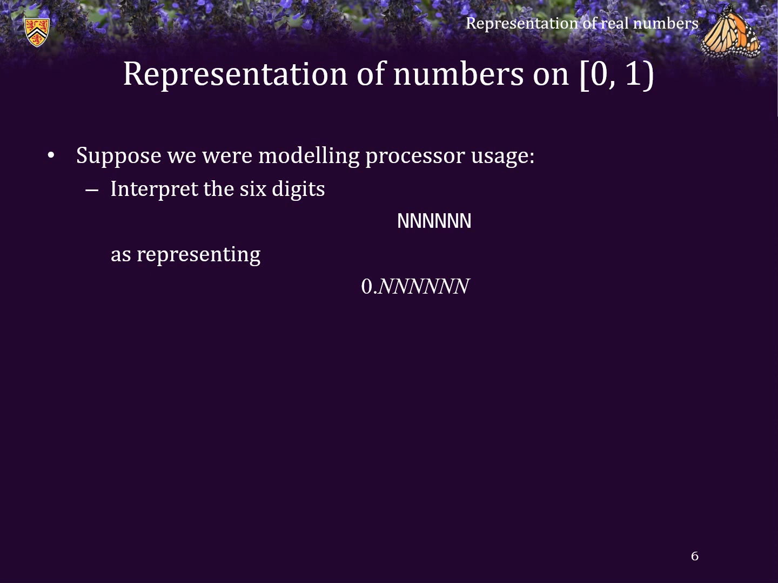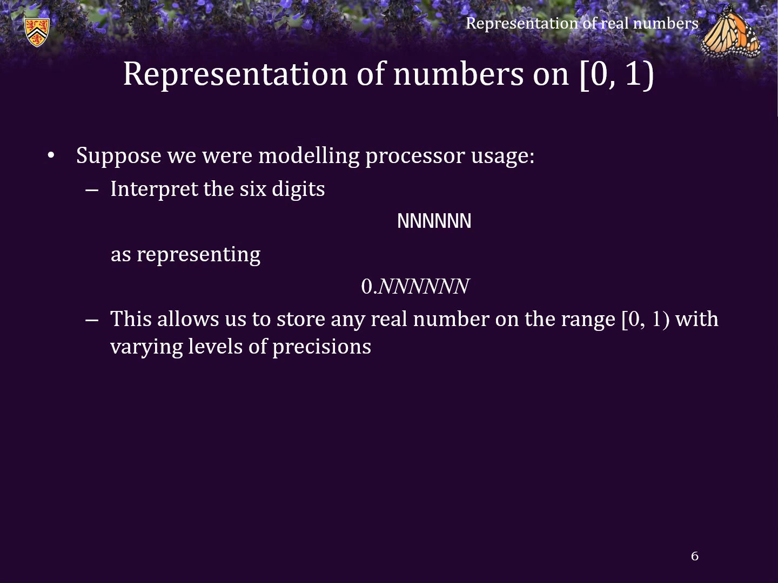The 6 digits represent the real number 0.NNNNNN. So this allows us to represent or approximate real numbers in the range from 0 up until but not including 1 with various levels of precision. This could be one potential way of storing a real number. We will store an integer, and that integer will then be interpreted as the mantissa of a real number. This is actually something that is done in many embedded real-time systems where it's too expensive to perform floating point computations.